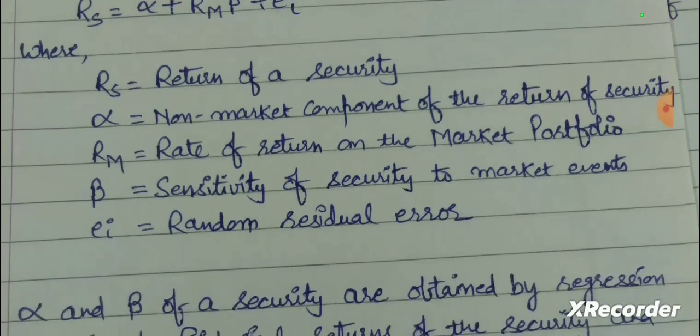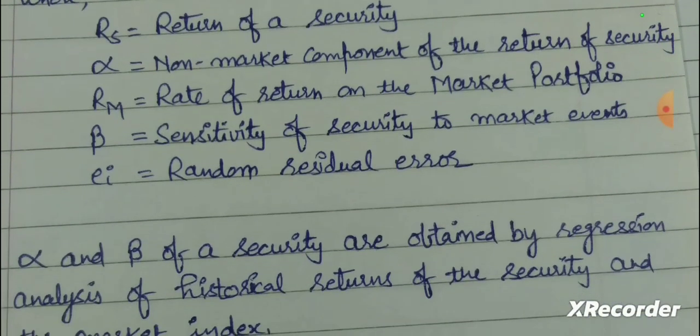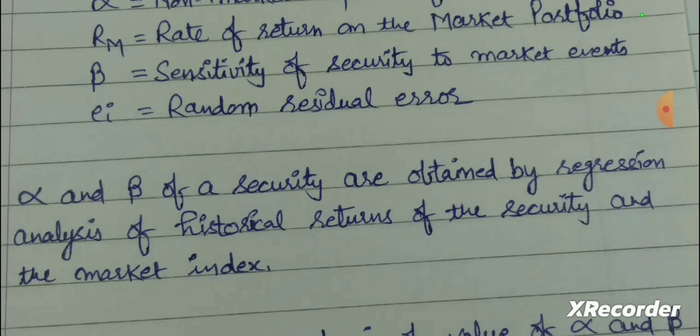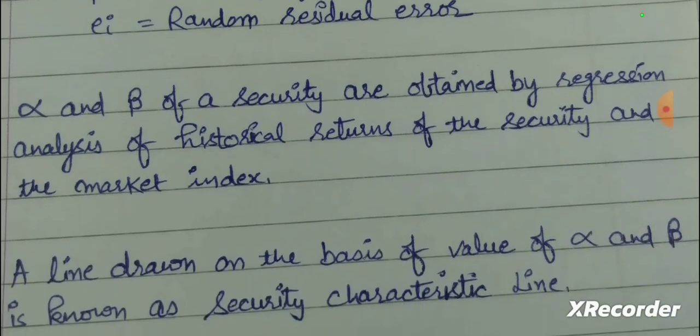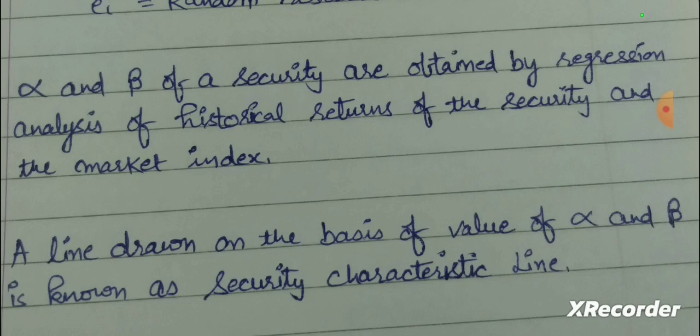On the basis of the values of alpha and beta, which can be obtained with the help of regression analysis of historical returns of the security and market index, one can find the security characteristic line. When a line is drawn on the basis of these values of alpha and beta, it is known as security characteristic line.